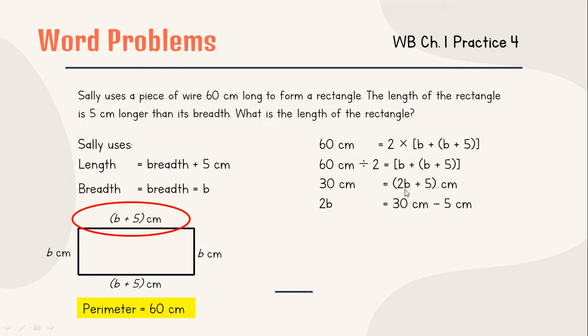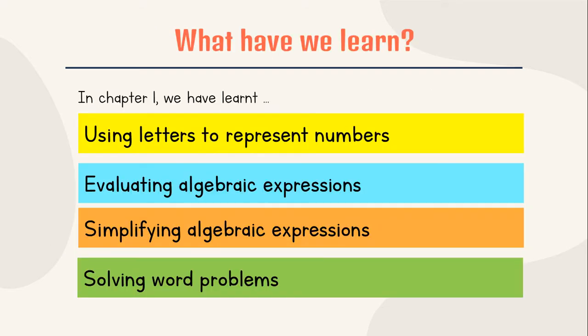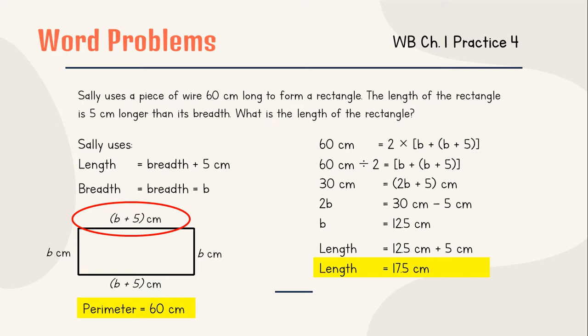And then 2B equals 30 centimeter minus 5. Can we find the B? Yes, 12.5 centimeter. But is that the answer? No, because the question is asking you the length. So length, what is that? Breadth plus 5. So 12.5 plus 5, 17.5 centimeter.